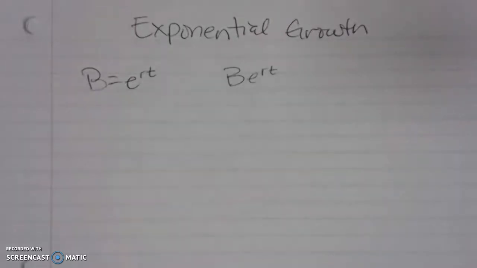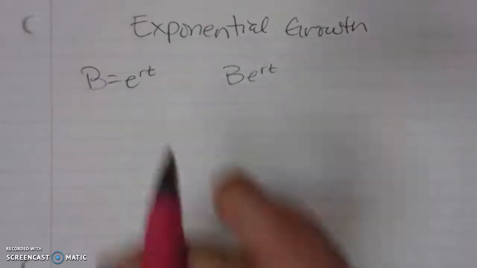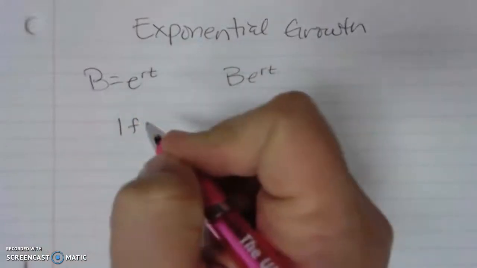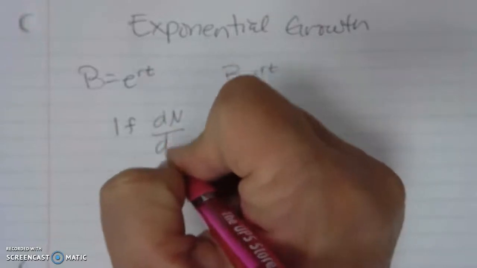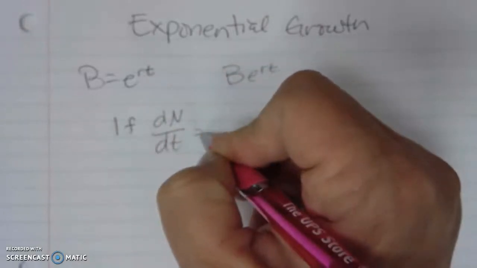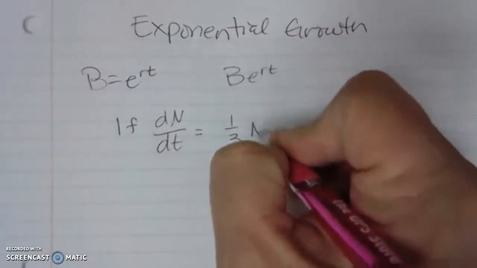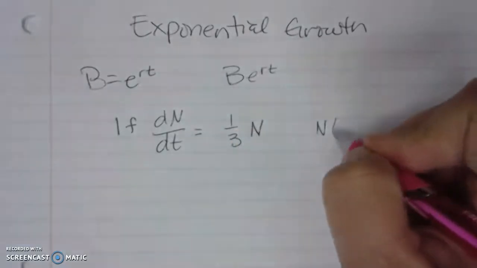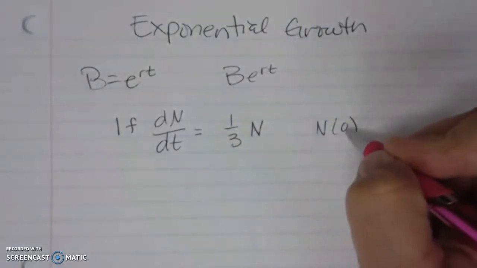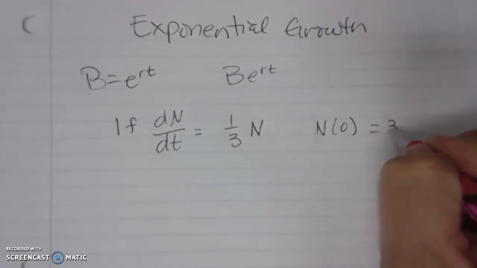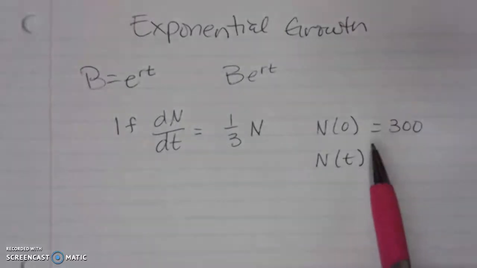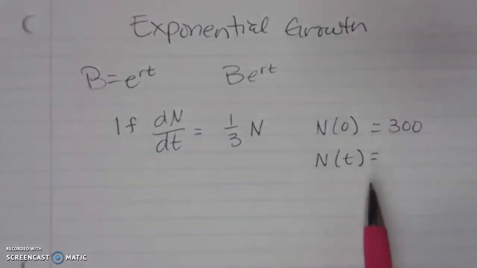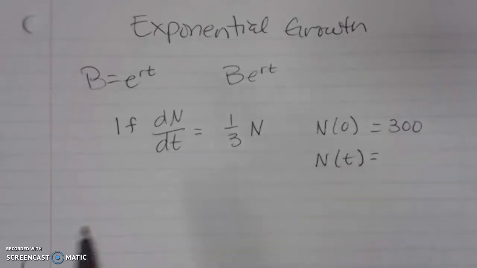So that's kind of the topic, but the questions are going to be written a little bit differently. This is the type of question that might be on an FRQ. Let's say dN/dt equals 1/3 N, and the initial value, when t is 0, N is 300. Find the equation for N of t so I can figure out what the value is no matter what time, not just at 0 that I'm given.